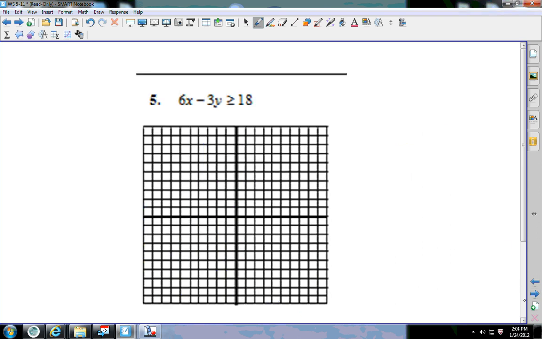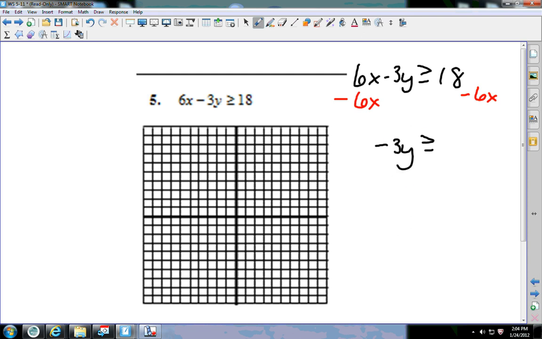Number 5. Before I can do anything, I have to solve for y, so I'm going to write it over here to the side. I'm going to subtract 6x from each side. I get negative 3y greater than or equal to negative 6x plus 18. I'm going to divide by negative 3.